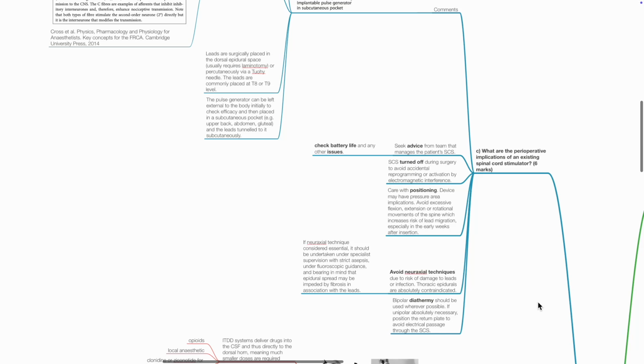Bipolar diathermy should be used wherever possible. If unipolar diathermy is absolutely necessary, position the return plate to avoid electrical passage through the SCS.